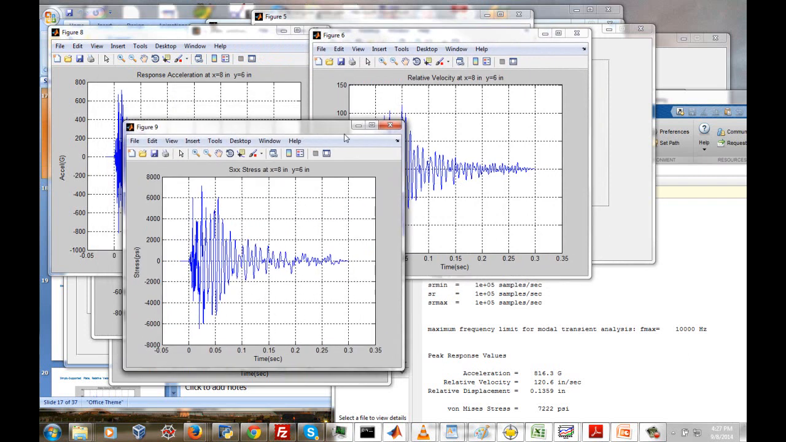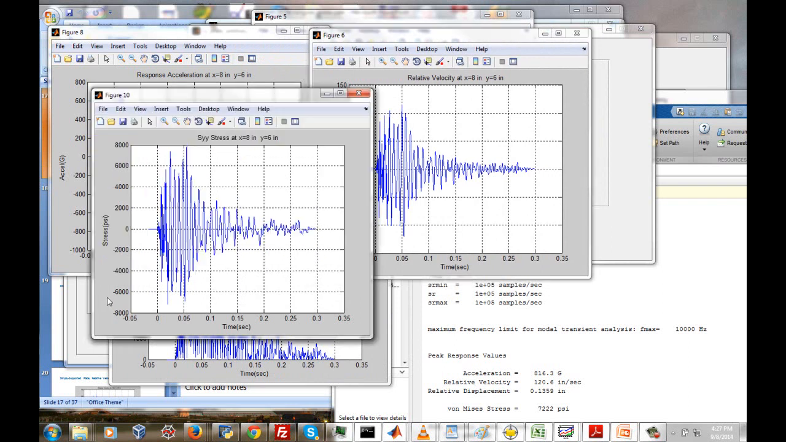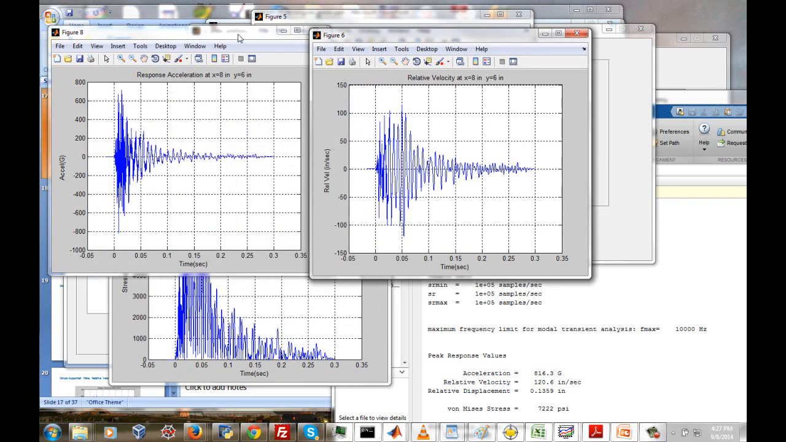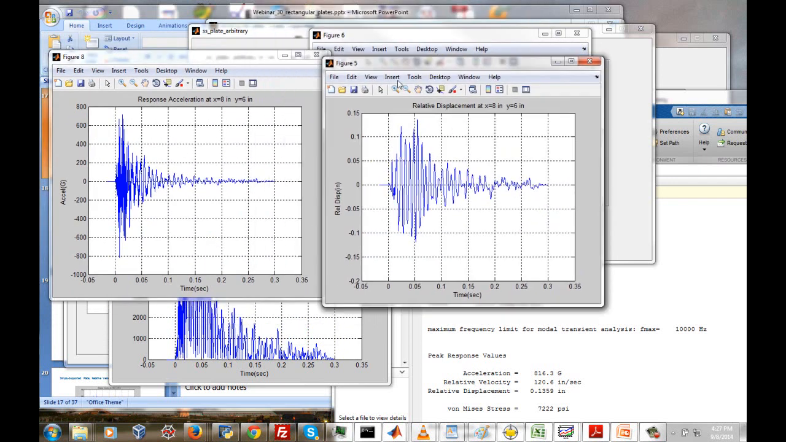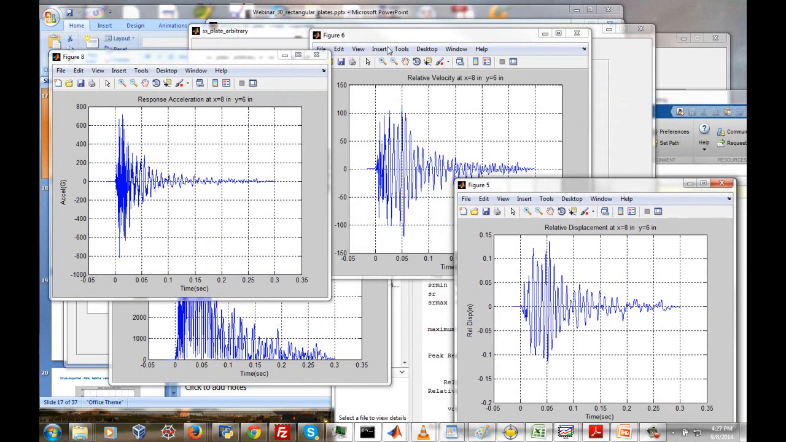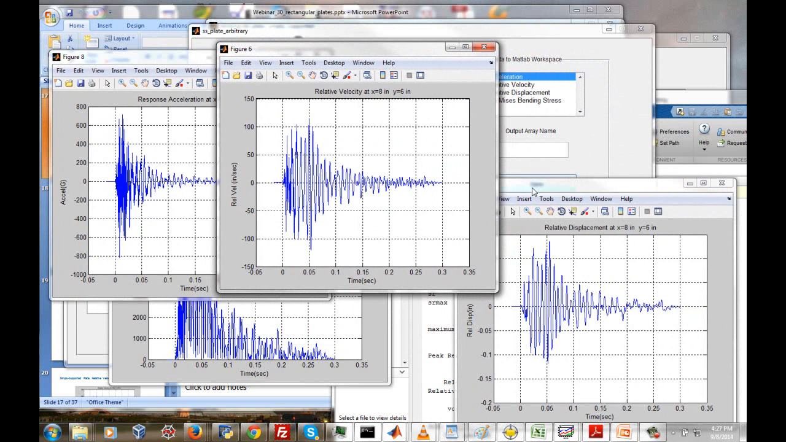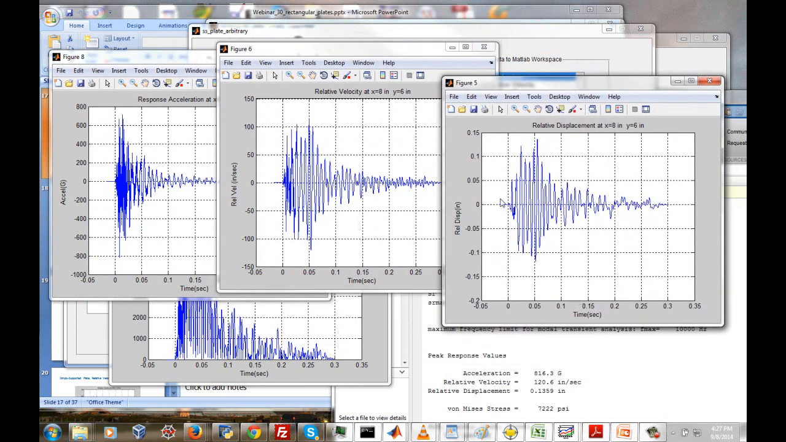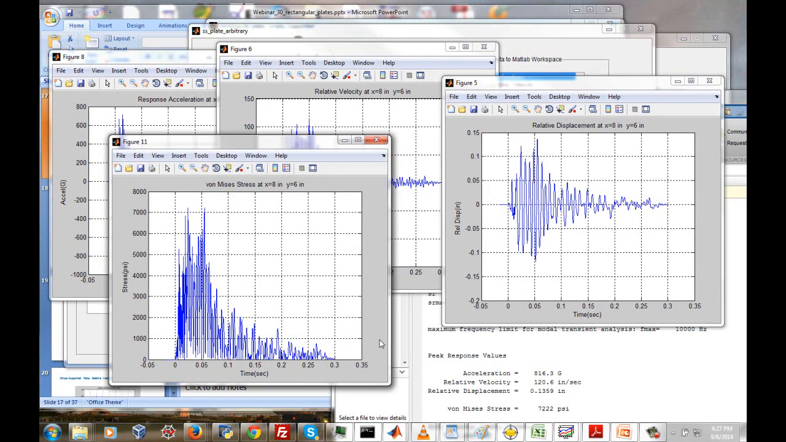Okay, we've got a stress component. Let's skip over SXX and SYY, because we're more interested in what the von Mises stress is anyways. And then by the time we get to the relative displacement in inches versus time, you can see the relative displacement at the center is almost exclusively due to the fundamental mode. Then we have our von Mises stress time history, which is always positive.